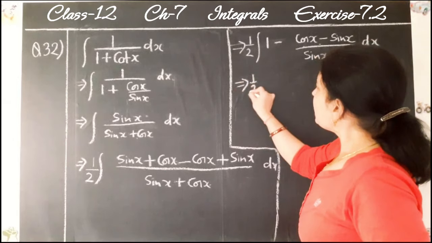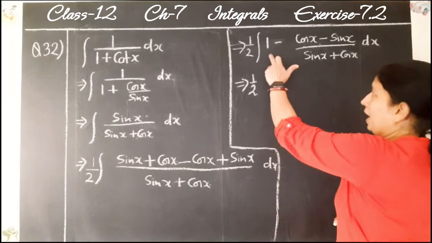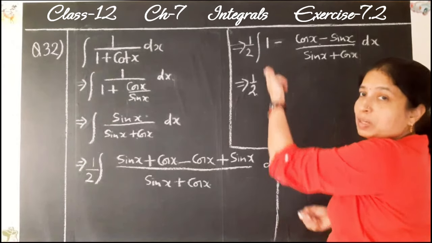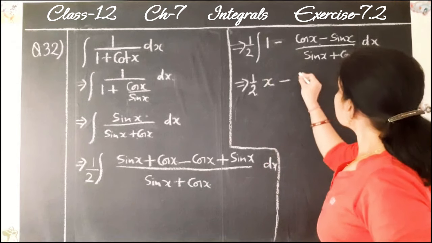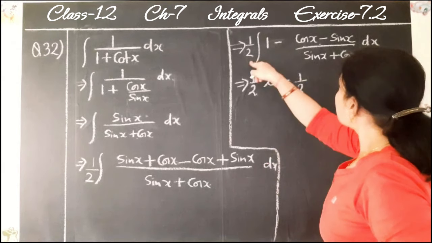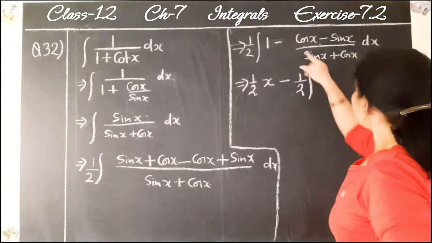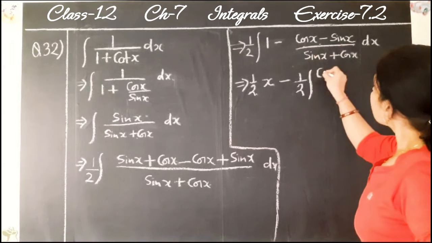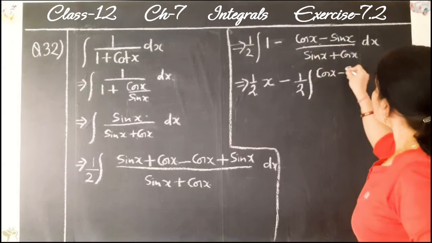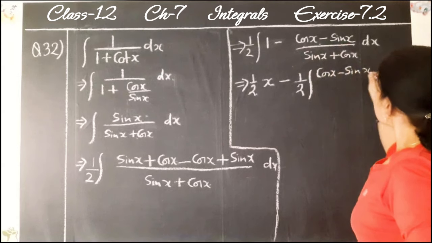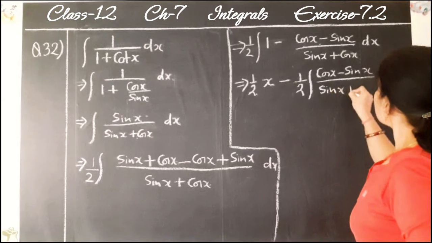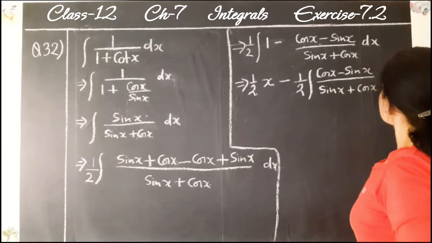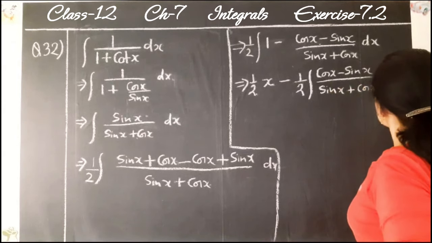So it will be 1 by 2, and the integral of 1 dx will be x, so it will be x by 2. And write here 1 by 2 integral of this second function, which is cos x minus sin x divided by sin x plus cos x dx, and a constant c.